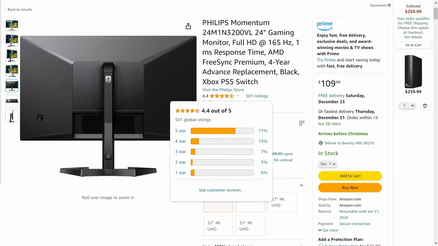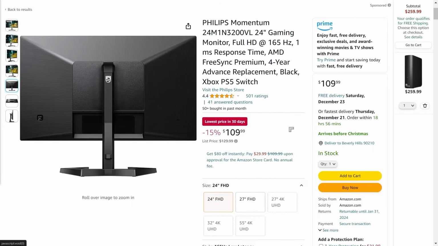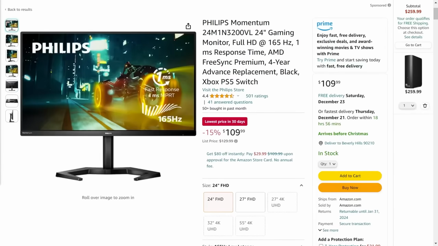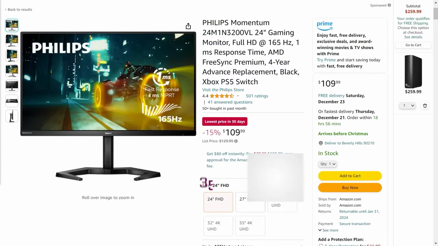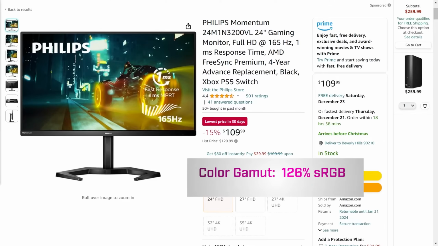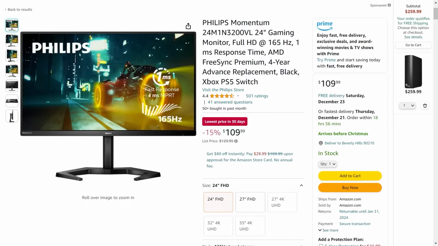Now, in terms of the price, $110, you were paying about $250 for this type of monitor not even 2 years ago. So the price is very affordable. It uses a VA panel with a 3500 to 1 contrast ratio. That is one of the best that we're going to see on the market right now. And it comes in with a color gamut of 126% of sRGB, nearly 88% of the Adobe RGB range.